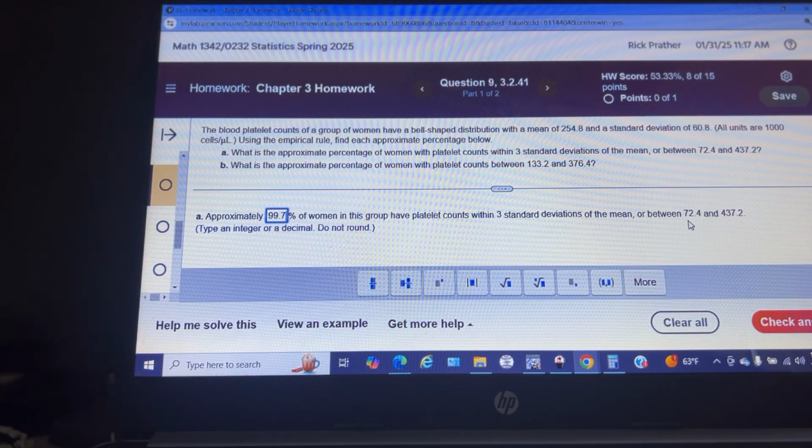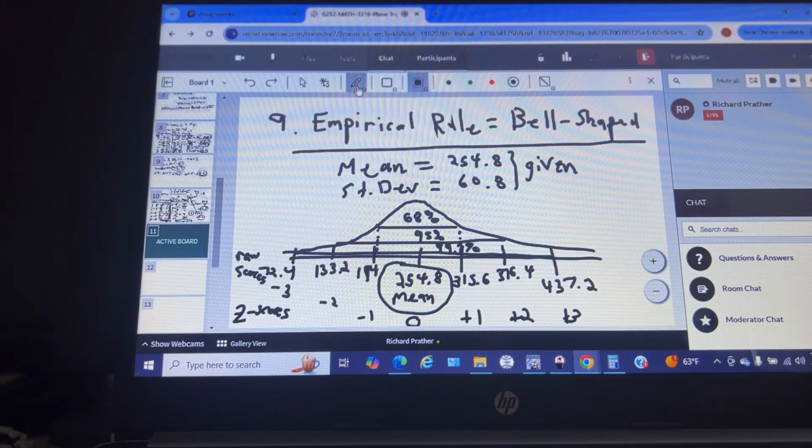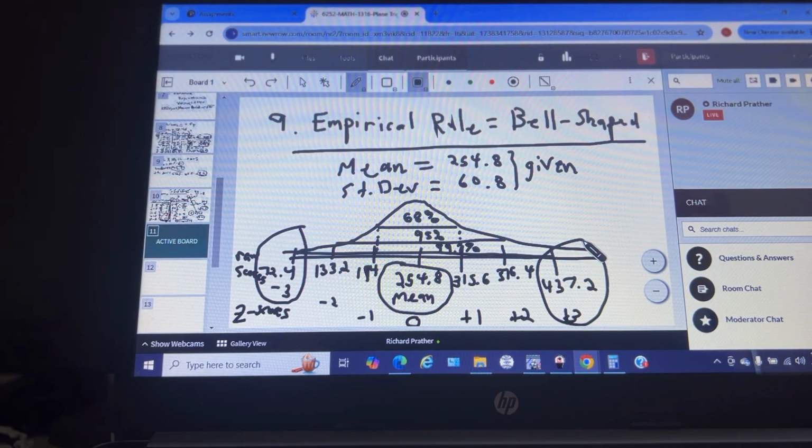But if it said between 72.4 and 437.2, if you drew a number line, then it's just a search for those 2 numbers on the number line. 72.4 is negative 3 places from the mean. 437.2 is positive 3. And in chapter 3, they're never going to give you different ones. You're never going to get negative 3 with positive 2. You'll need chapter 6 knowledge to do that. So it's either going to be negative 1 and 1, or negative 2 and 2, or negative 3 and 3. That's all you can do at this point.